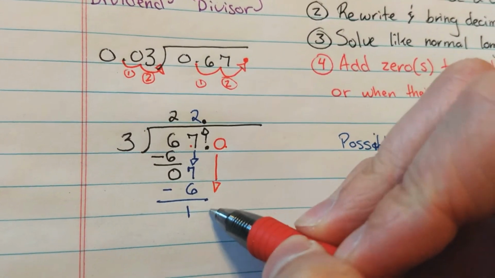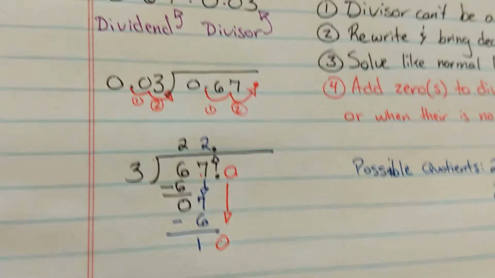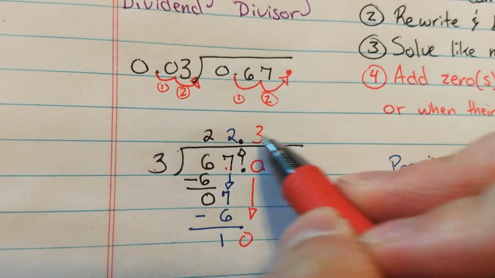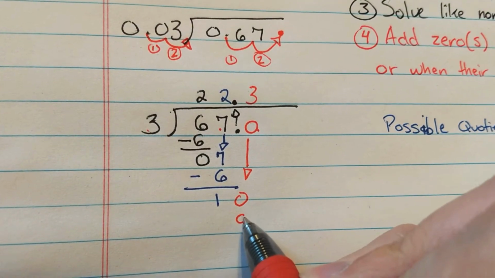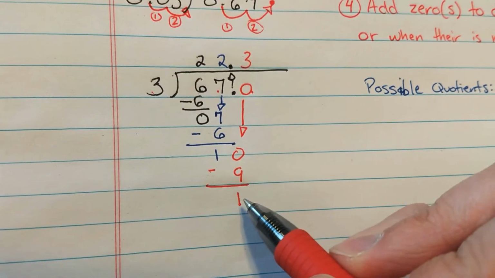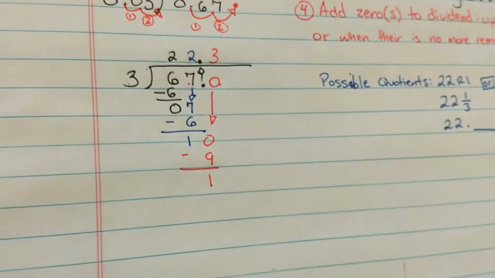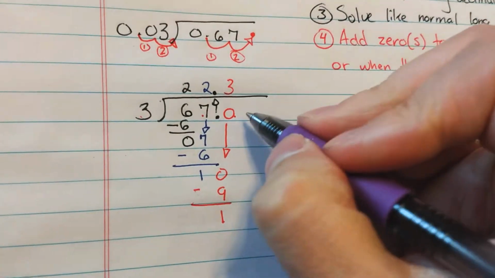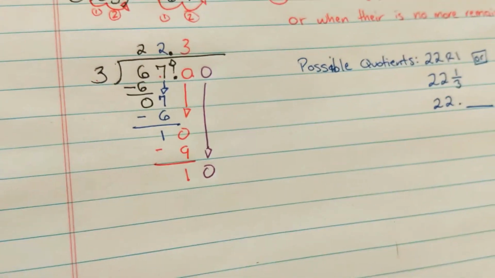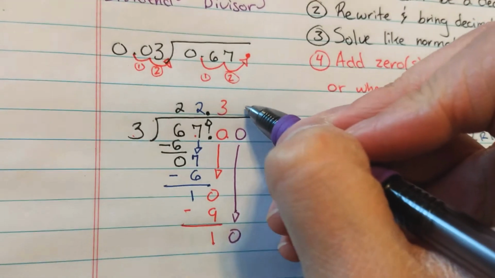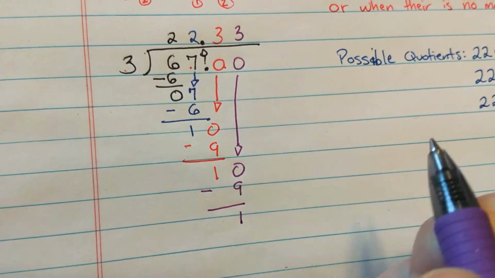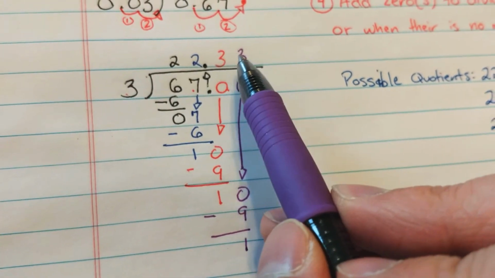I'm going to bring the 0 down, and I think to myself, 3 goes into 10 how many times? Well, it goes in 3 times, because 3 times 3 is going to give me 9. 10 minus 9 is 1. I still have a remainder, so I'm going to go ahead and add another 0 in there. I drop my 0 down, and I get 10 again. 3 goes into 10 3 times, which was a 9, and I have 1 left over. I'm going to go ahead and stop there because this is my hundredths place.